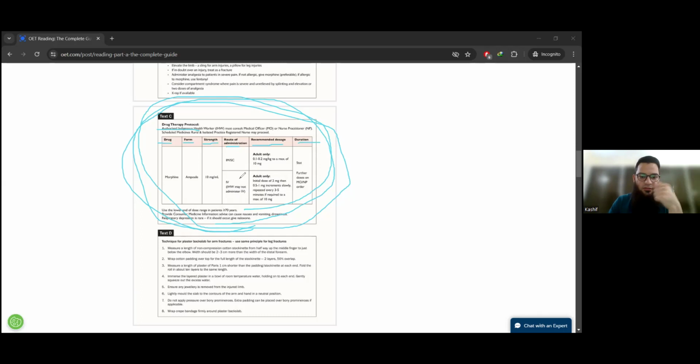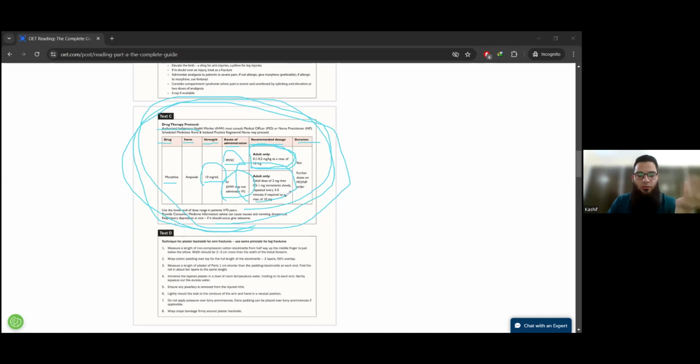For example, if they have asked you any question, let's say about morphine, what is the strength of the morphine, you know it's 10 mg per ml. And if they have asked you what is the dose of morphine if given IM, then we know that in IM it is 0.1 to 0.2 mg per kg. But if they have asked you about IV dose, then this is the IV dose. So this is how you interpret the table information.